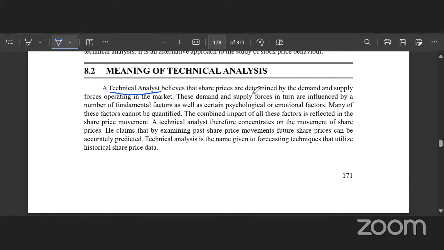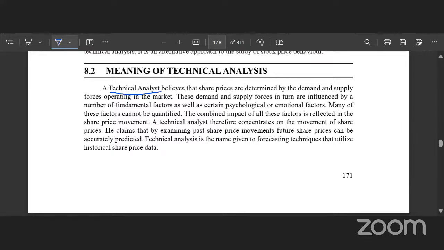And this demand and supply are in turn influenced by various factors, psychological or emotional factors. Many of these factors cannot be quantified, and the combined impact of all these factors is reflected in the share price movement. As many of the factors cannot be quantified, you cannot take all of these into consideration. So technical analysis therefore concentrates on the movement of the share price.